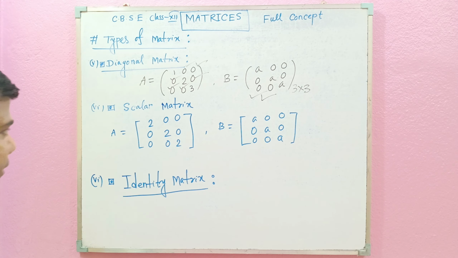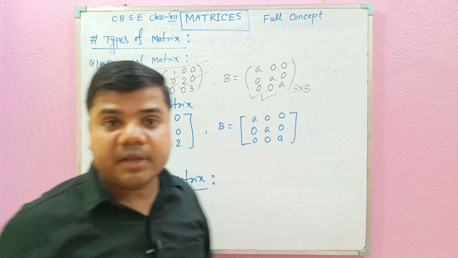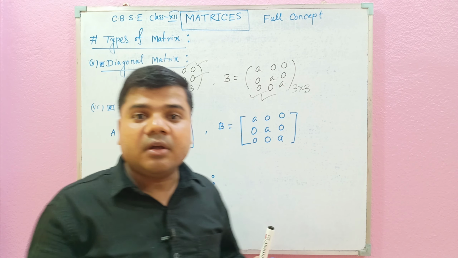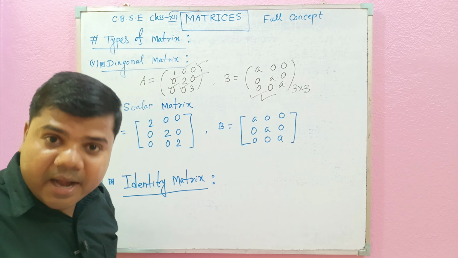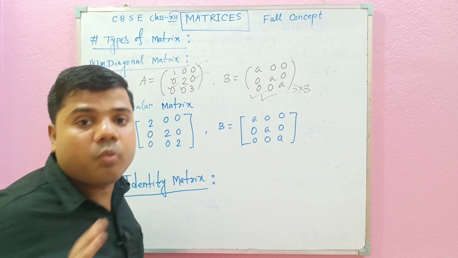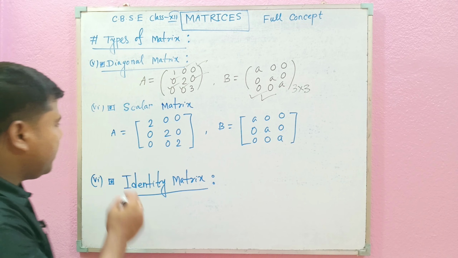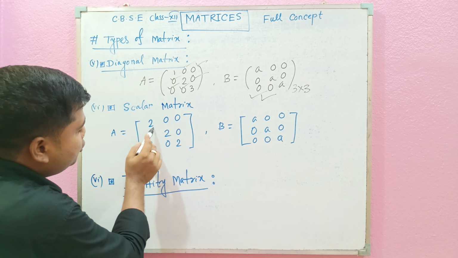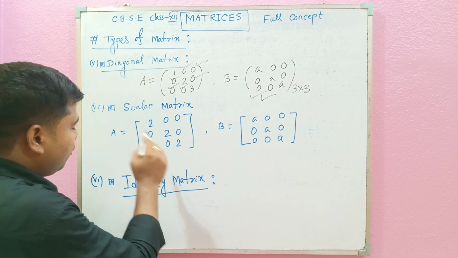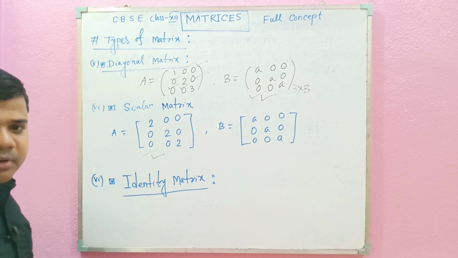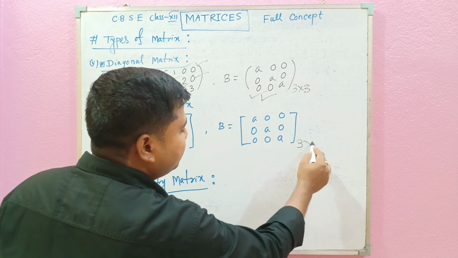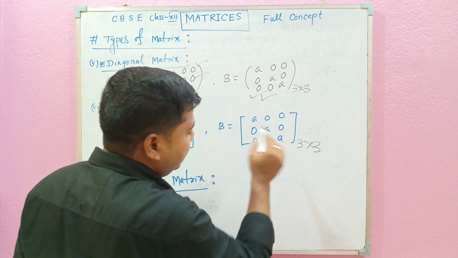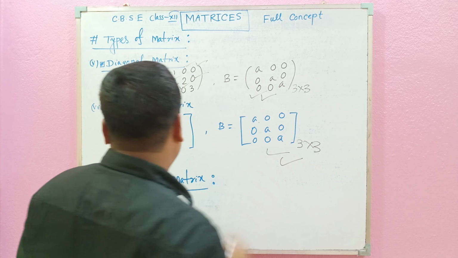Next, scalar matrix. What is a scalar matrix? A diagonal matrix is said to be a scalar matrix if the diagonal elements are all equal. Here A is a square matrix. The diagonal elements are 2, 2, 2. So this is a scalar matrix. Here B is a 3 cross 3 square matrix. Here the diagonal elements are A, A, A. So this is a scalar matrix.